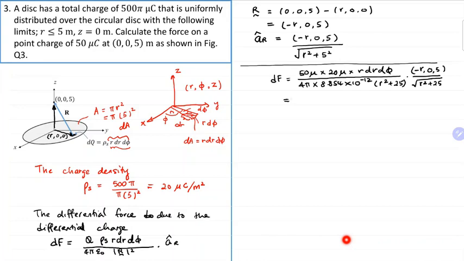Okay, so this gives us 9 times (minus r, 0, 5) over... So this value here times the square root of this will give us (r squared plus 25) to the 3 over 2. That's our r dr d phi.